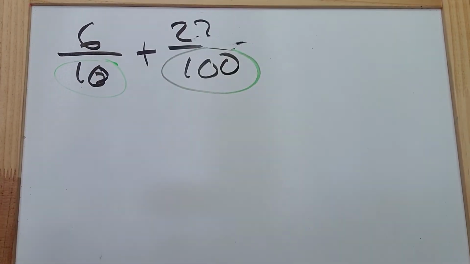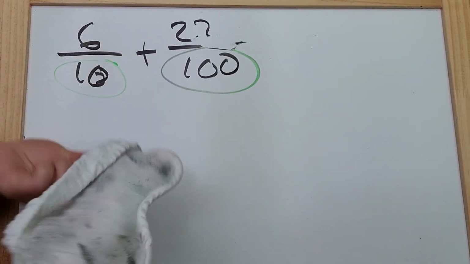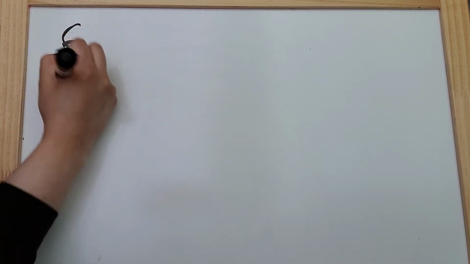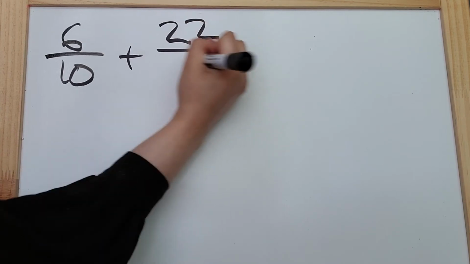I am using my sleeping mask as my eraser, so that is a little bit weird, but I'm going to rewrite this just because I wanted to get rid of all the circles. So we had 6 tenths plus 22 hundredths.